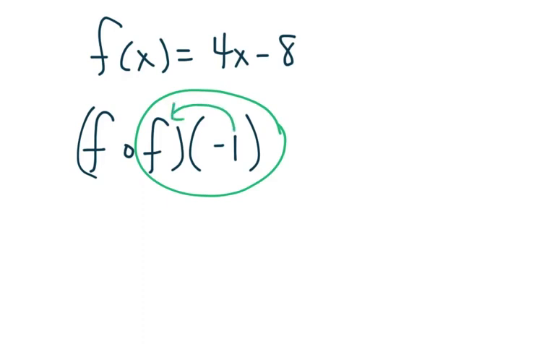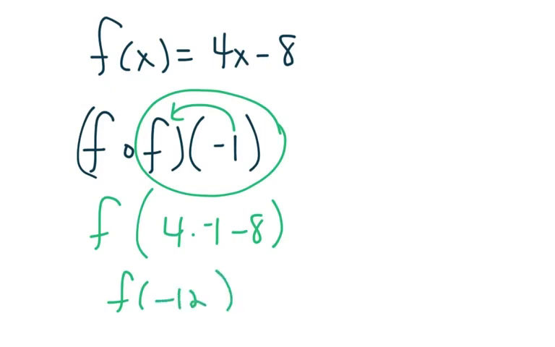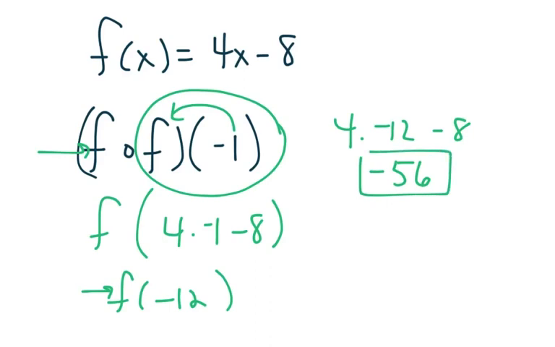So I'm plugging negative 1 into f. So 4 times negative 1 minus 8 is going to be negative 12. The reason that this still says f is because there's another function f on the outside. So now this says plug negative 12 into f. Well, 4 times negative 12 minus 8 is going to be negative 56. And that's the final answer.